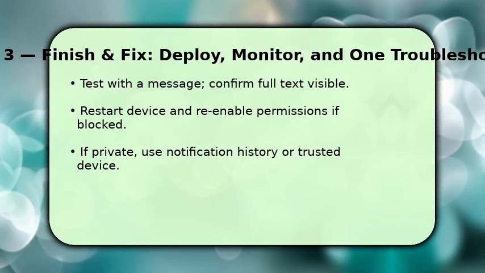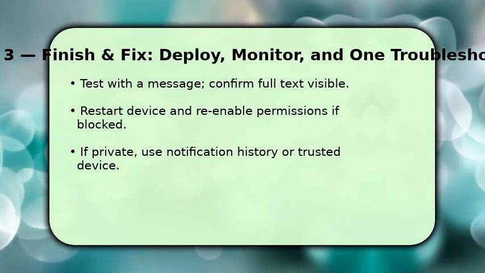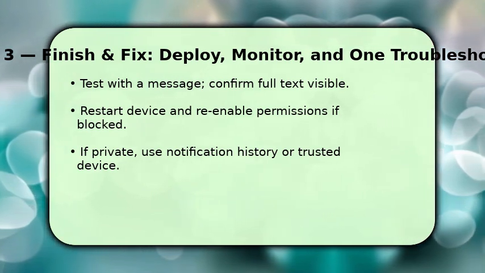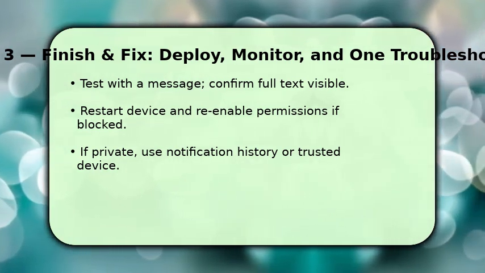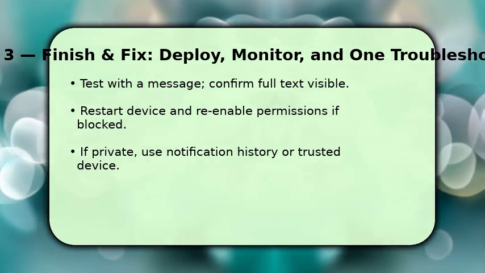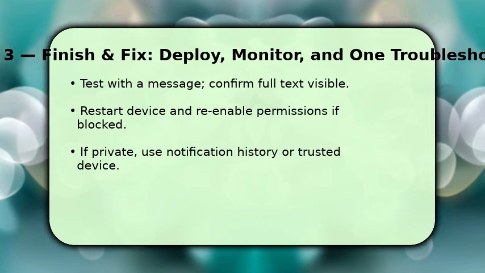If content remains hidden due to privacy rules, enable notification history or pair a trusted device where previews are allowed. This gives read access without opening the app. If issues persist, revoke and re-grant notification permission, then retest immediately.